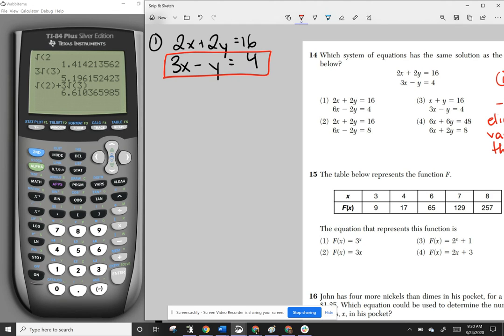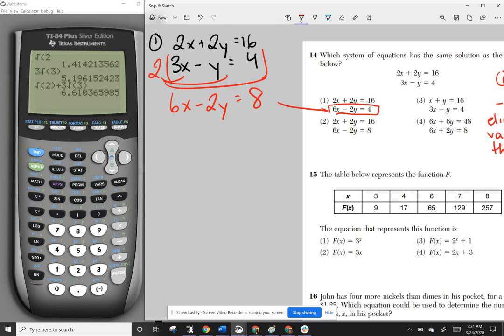Now let's look at the bottom. For this one, we do need to do something, right? They're not the same. So let's multiply. What do we need to multiply this 3 by to get us 6? 2. So multiply by 2 and then distribute. We get 6x minus 2y equals 8. And does this match the second equation? No, right? So it's not 1. Okay, let's move on to 2.